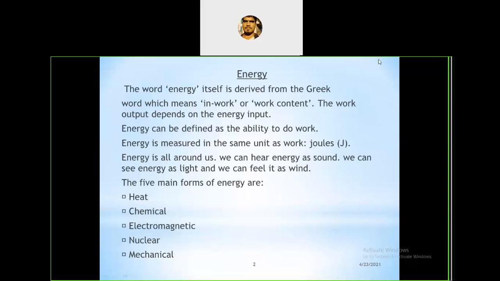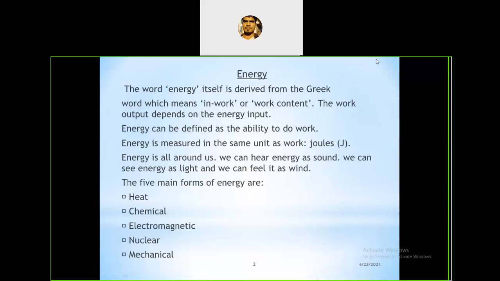Always keep in mind that you have to save the energy. If you save the energy, you can reduce the energy generation. And one more thing to remember: energy can neither be created nor destroyed. We can only convert energy from one form to another form. We cannot create energy, and we cannot destroy it.